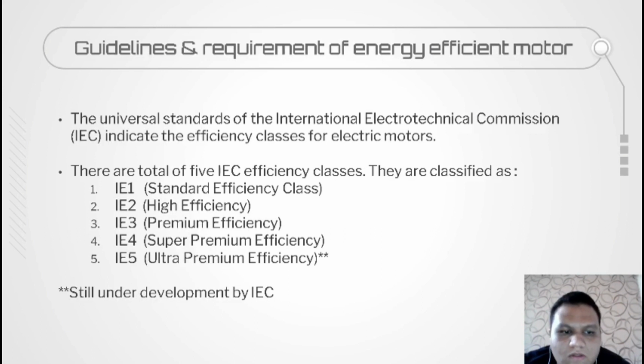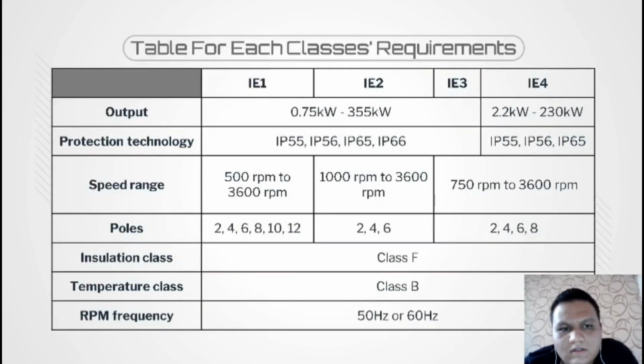The first one is IE1, the standard efficiency class, IE2 high efficiency, IE3 premium efficiency, IE4 super premium efficiency, and lastly IE5 ultra premium efficiency. IE5 is still under development by IEC. This is the table for each class's requirements.